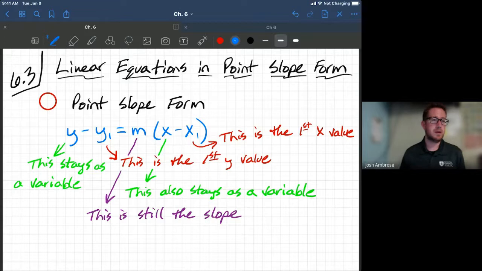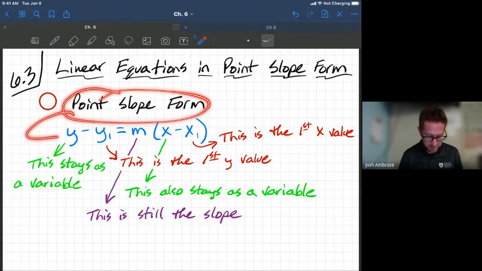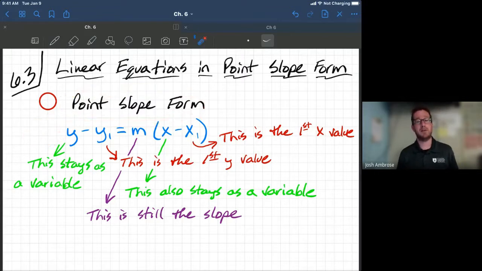Algebra 1 here, Chapter 6, Section 3. We are talking about linear equations in the point-slope form. This guy right here is a brand new style of equation, but in a way, it's not. What you're going to learn is that this whole point-slope form uses all of the same parts that the slope-intercept form uses. Essentially you've learned slope-intercept. Yes, you are learning a new form, but there's no real new parts to it.